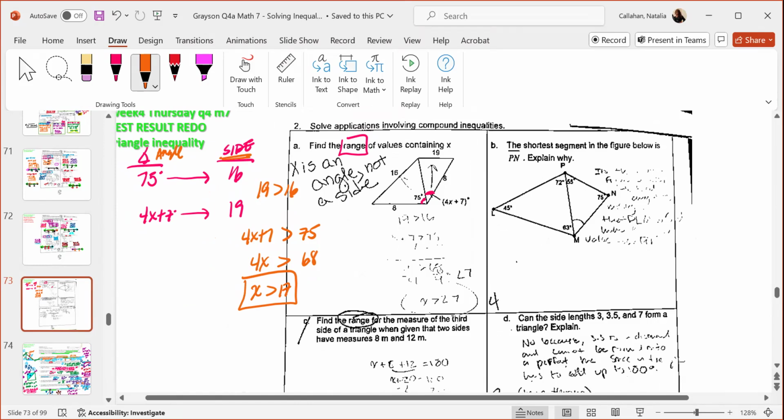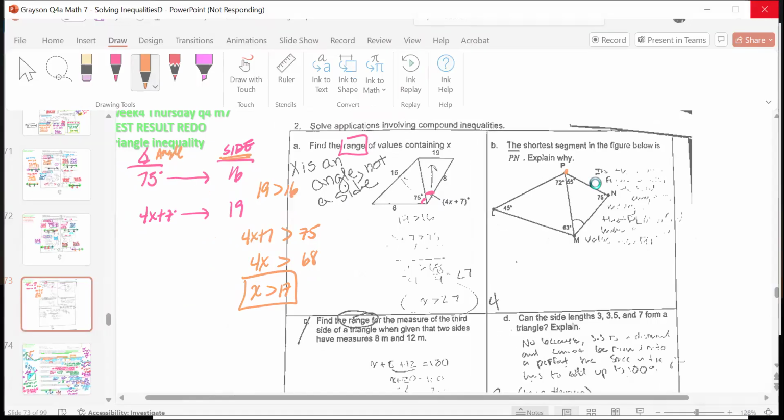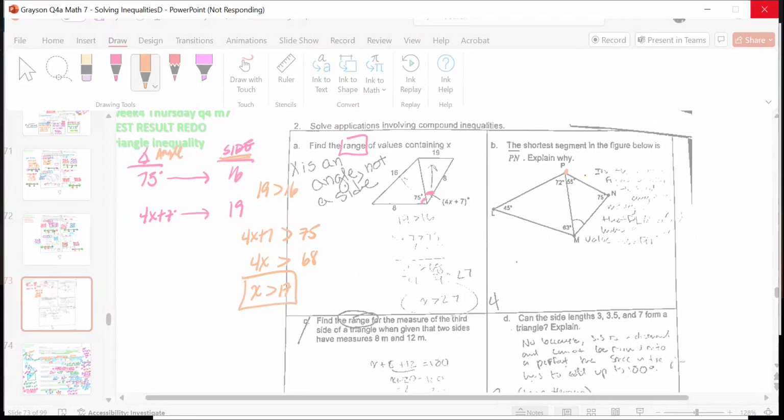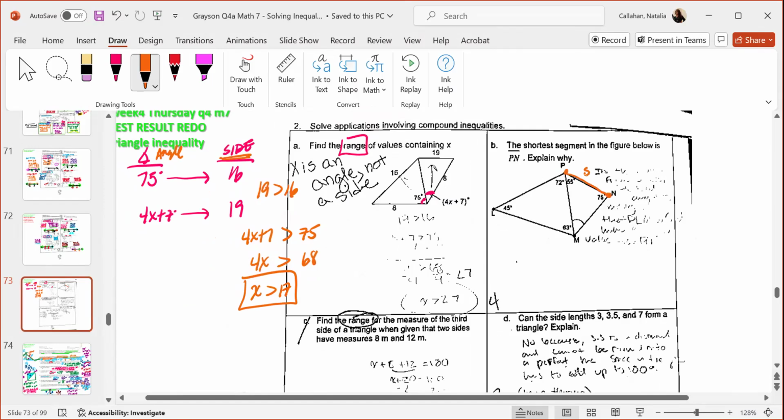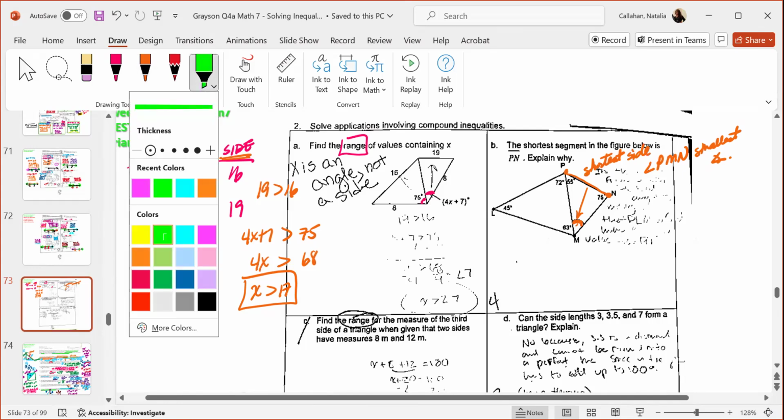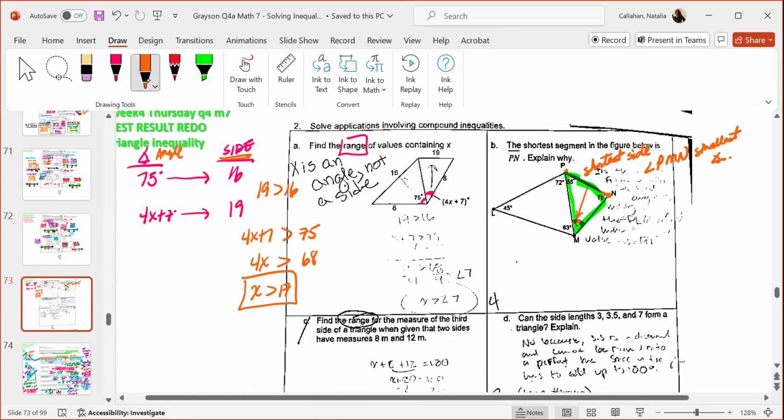Okay, the shortest segment in the figure below is PN. So here is PN. And it's saying explain why this is the shortest side, correct? Well, if that's the shortest side, then angle PMN, which is this angle, has to be the smallest angle, because if the side is the smallest, then the angle is the smallest, right? So I don't know what this angle is, but I also know that this is a triangle right here, correct? And in a triangle, it always adds up to what?